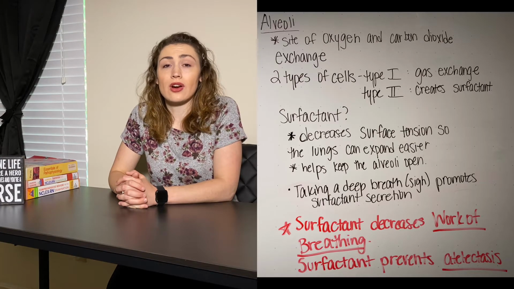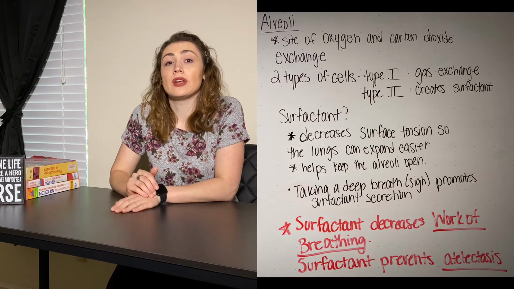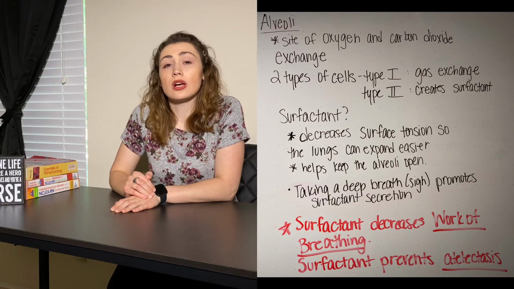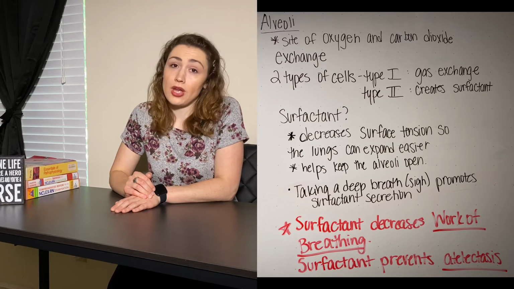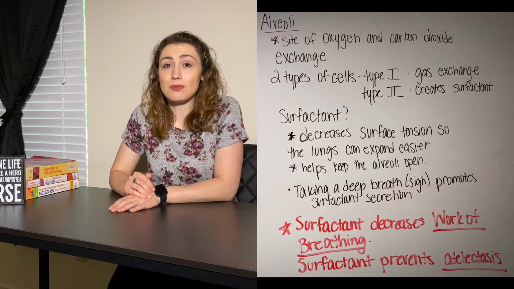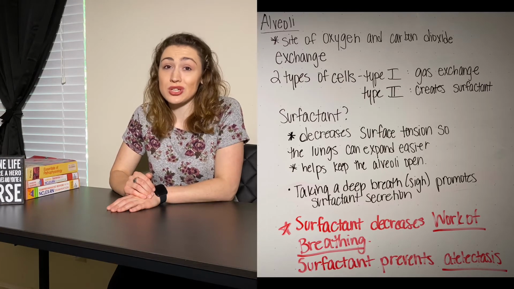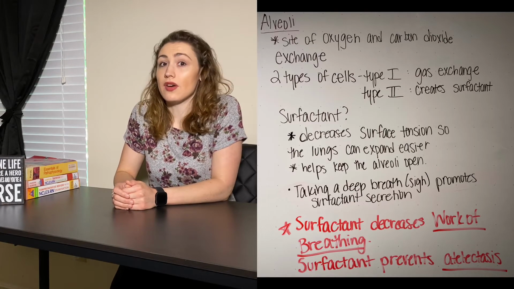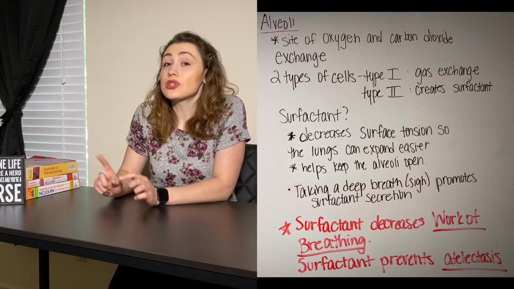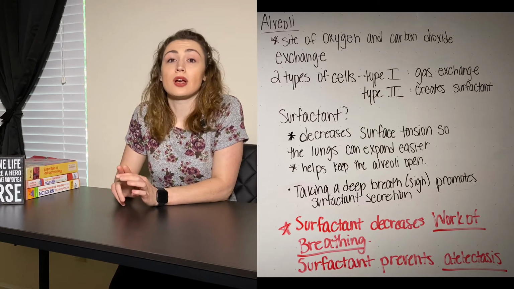So the alveoli are actually very unstable, and they're so unstable that when there's not a lot of air in them, meaning when we're at the maximum point of exhalation, the alveoli would collapse on their own. But the surfactant actually helps keep them open. Just a fun fact, when we take a deep breath, also known as a sigh, it actually helps promote surfactant secretion. So as you can see, I've written in red the two primary jobs of the surfactant. Surfactant decreases the work of breathing, and then it also helps prevent the alveoli from collapsing.